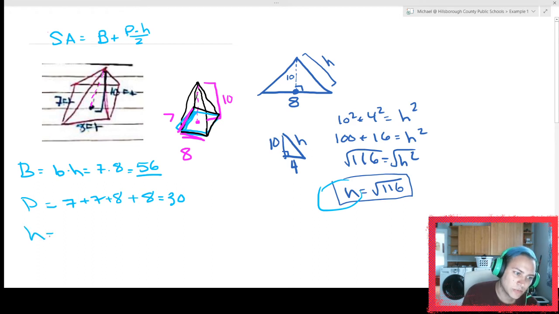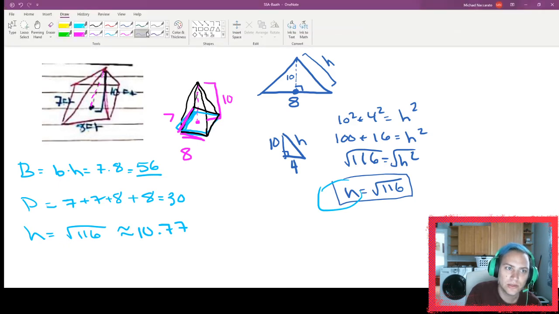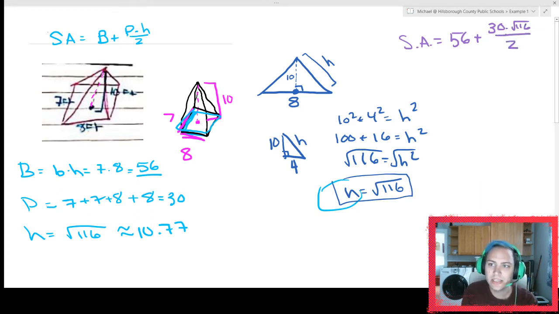And lastly, I needed h, which I determined was the square root of 116. Approximately, I wrote down that was 10.77. That said, I don't want you to do that until the end of the problem, because you don't want to round too early and make a mistake and have the wrong answer because you rounded too soon, right? That's super important. So let's plug this in then. Surface area is equal to big B, which we've determined is 56, plus the perimeter times the height. So 30 times the square root of 116 divided by 2. So we're going to take this and plug this in. 30 times the square root of 116 divided by 2.